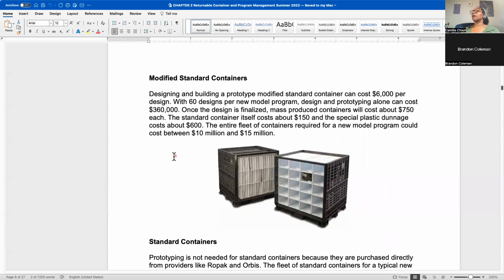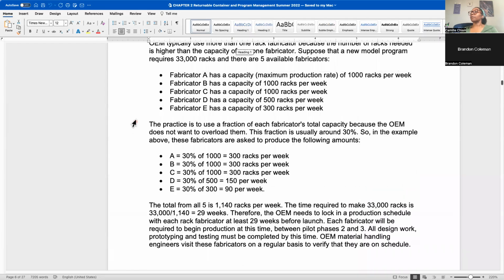So I mentioned again that you might have 60 different designs for a new program. To do a design like this, it can cost $6,000 for each design. So if you've got 60 of these designs and you're paying $6,000 per design, now you're looking at spending $360,000. So go back up here and we can talk about the racks.